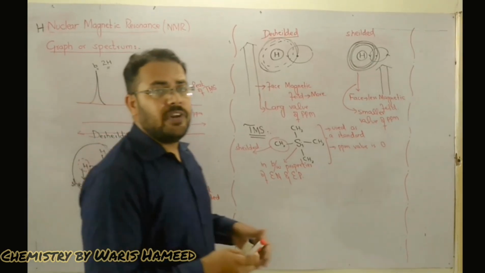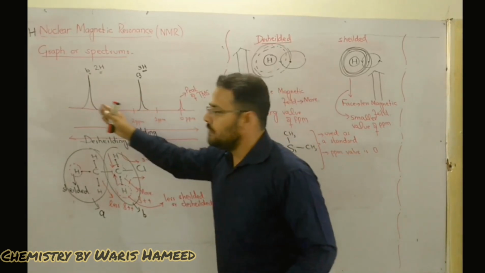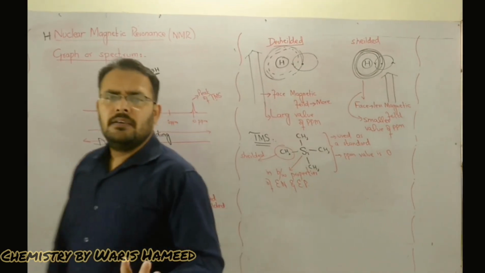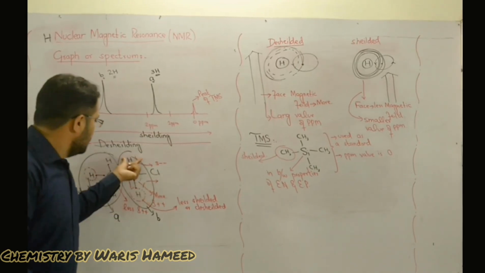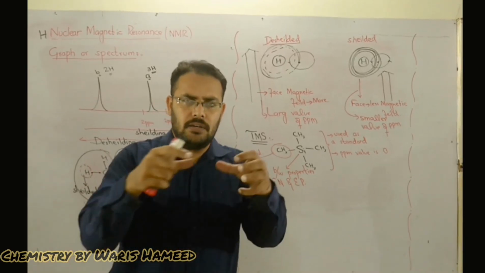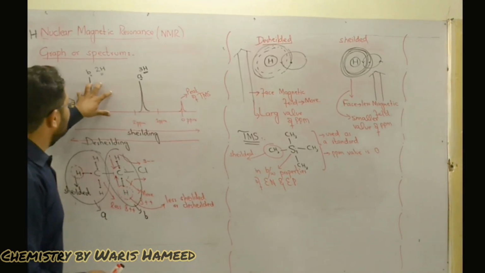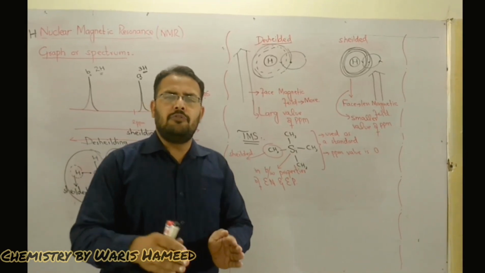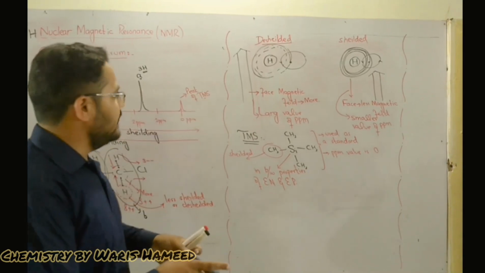Now what is the difference between these 2 protons? I am showing similar peaks for these 2 protons, but it is not so, as there is an effect of neighboring hydrogen on the hydrogen. There will be the effect of neighboring nuclei on the central nuclei, on the central hydrogen atom. So the peak will be split into different parts. It may be a singlet.